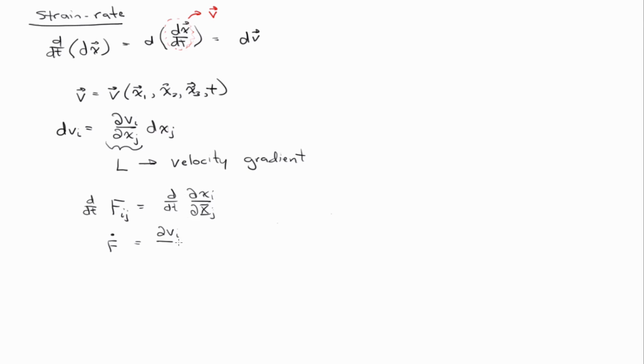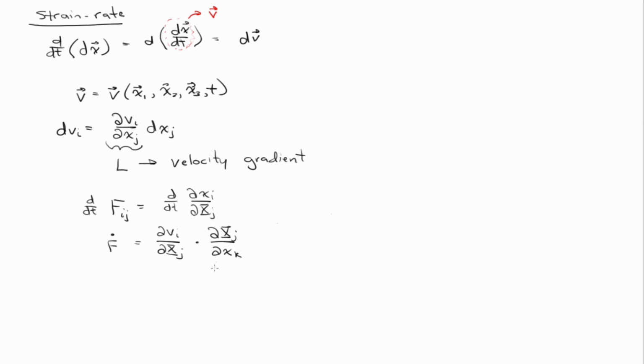dv_i, partial x_j, okay? Just using our definition that d/dt of x is v, right? Okay. So then let's multiply both sides of this equation by partial big X_j, partial little x_k.